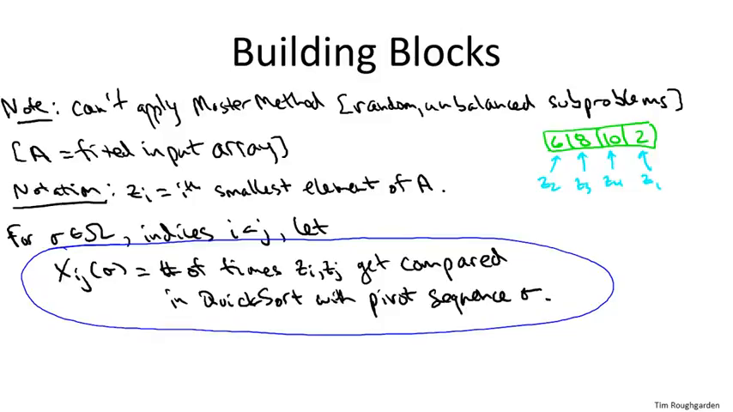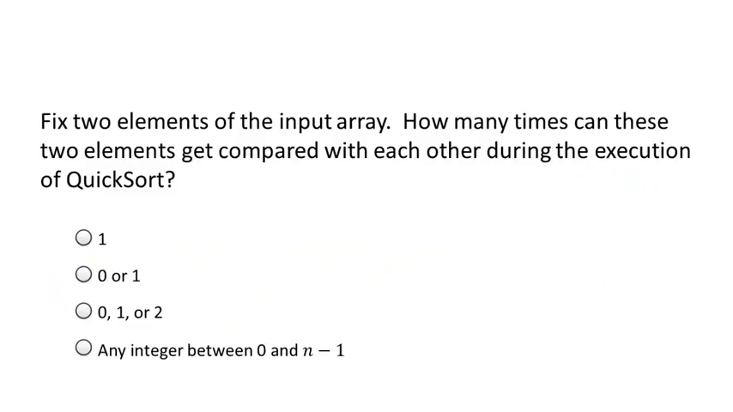So the next quiz is going to ask a basic question about the range of values that a given Xij can take on. So for this quiz, we're considering, as usual, some fixed input array, and now furthermore fixed two specific elements of the input array. For example, the third smallest element, wherever it may lie, and the seventh smallest element, wherever it may lie. Think about just these pair of two elements. What is the range of values that the corresponding random variable Xij can take on? That is, what are the different numbers of times that a given pair of elements might conceivably get compared in the execution of the quicksort algorithm?